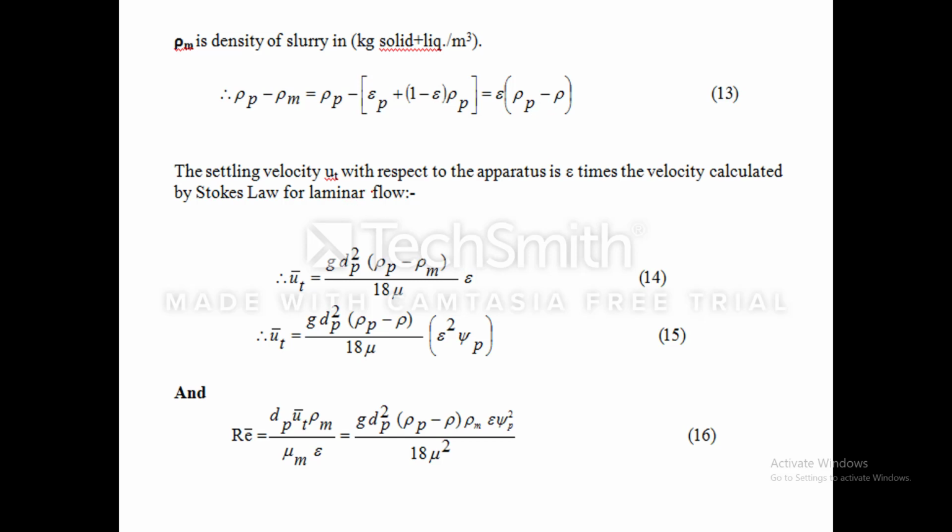Settling velocity with respect to the apparatus is porosity times the velocity calculated by Stokes law for laminar flow. So we have here the settling velocity, and this will be multiplied by porosity, and we get ut in hindered settling. So instead of porosity, we'll put porosity squared over psi p. And Reynolds number will be d p ut rho m over mu m times porosity. So we will get Reynolds number in this form.